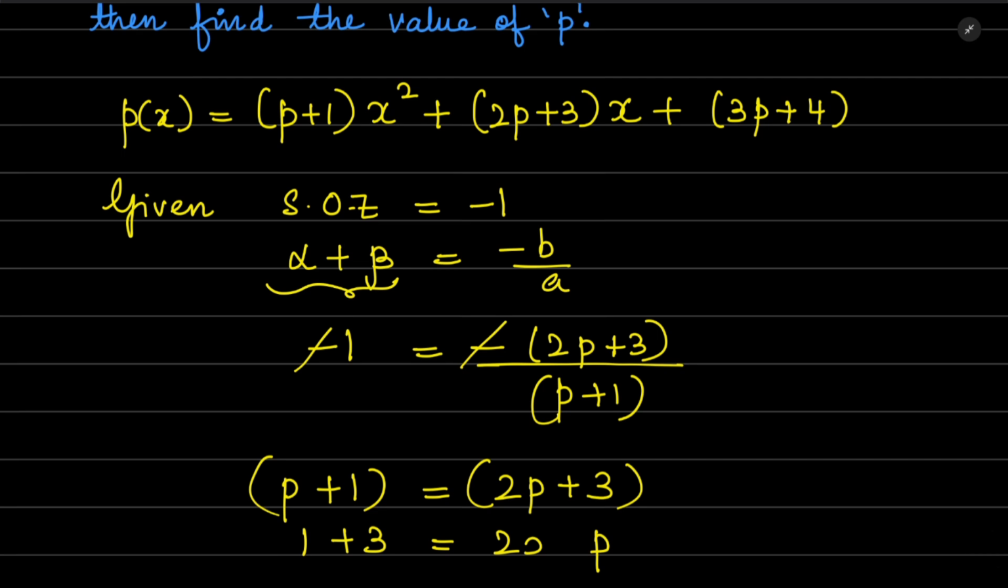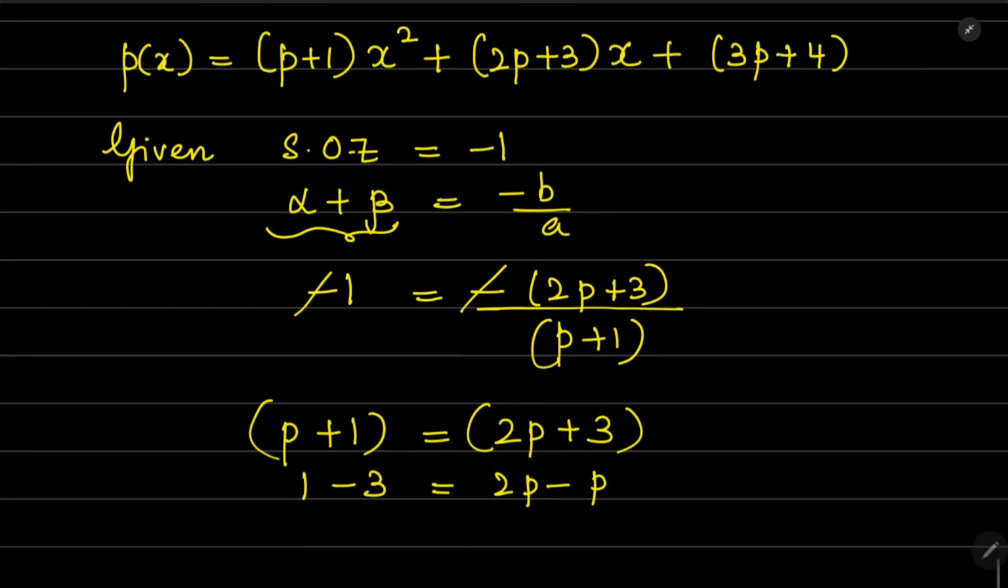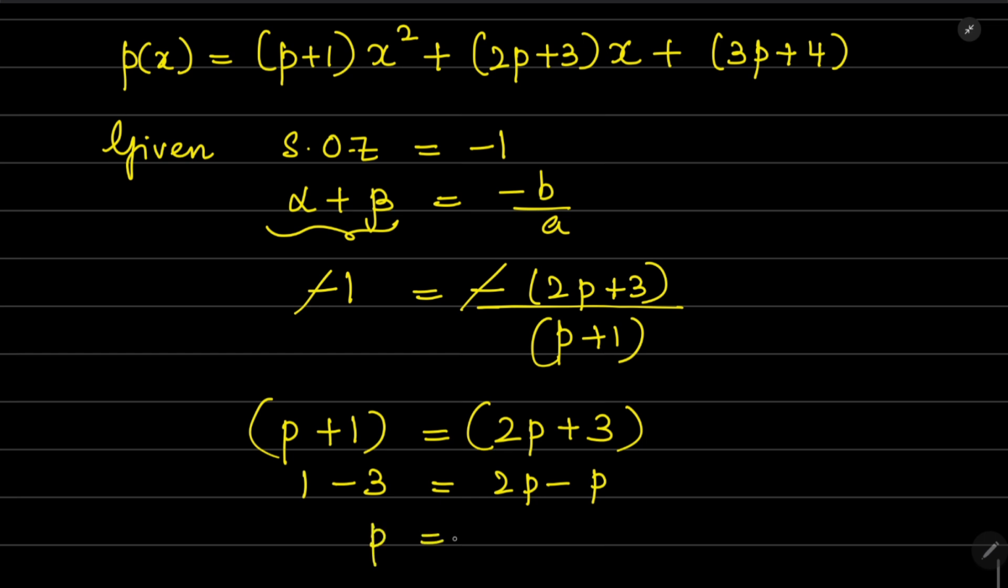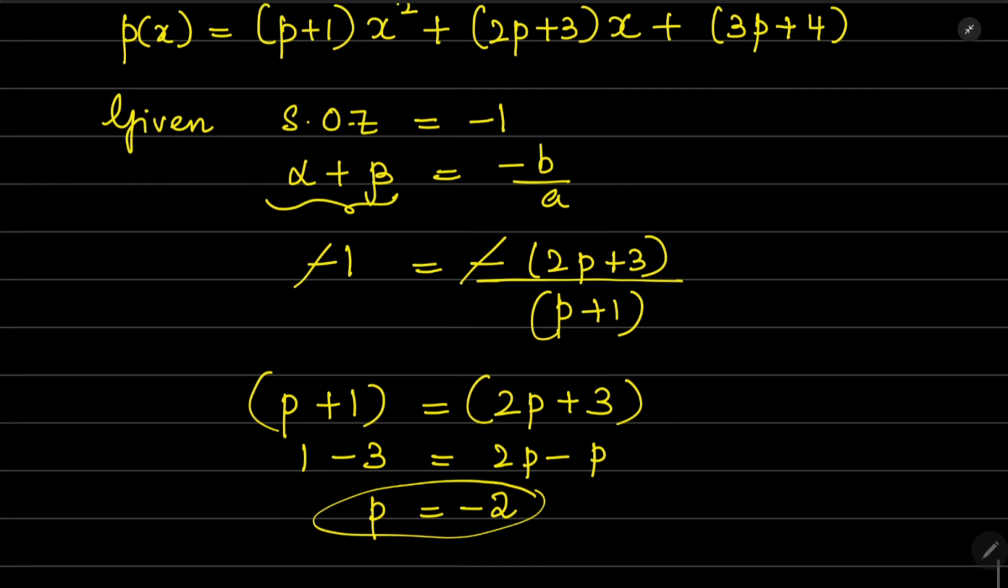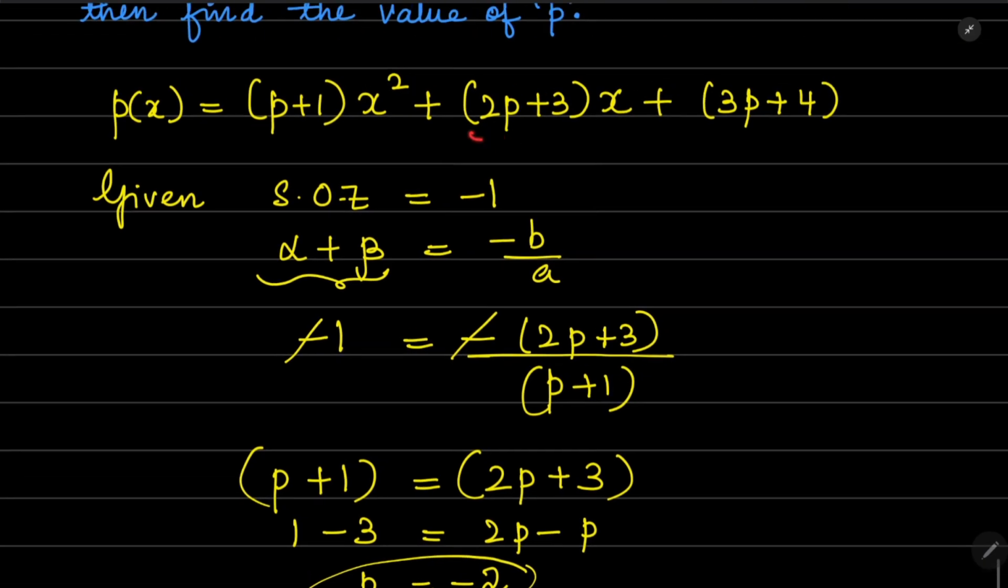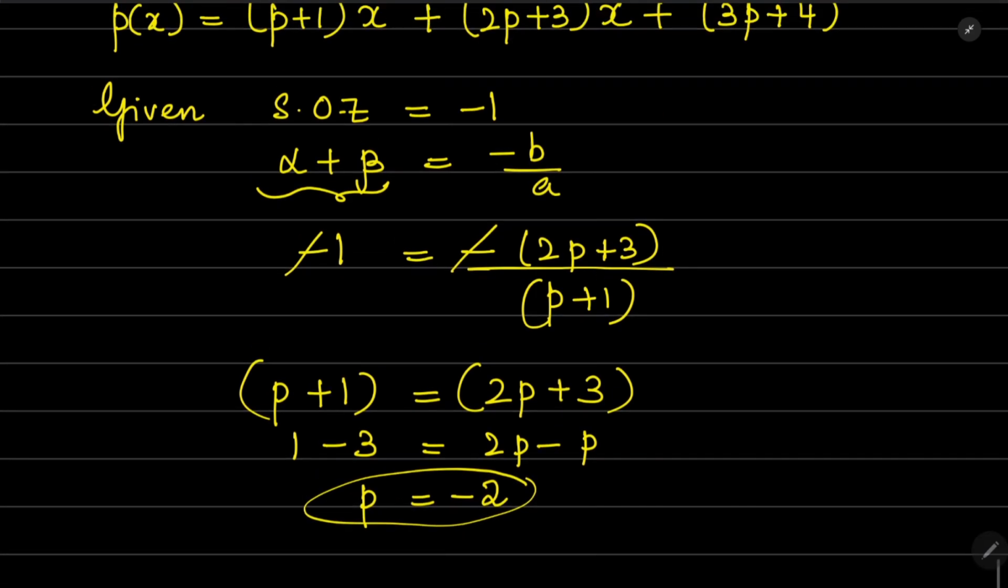Let's rearrange it. Let me do it again. Here you will have plus 3. If it goes to the other side, it will become minus 3, right? And here it is 2p minus p. So 2p minus p is p. 1 minus 3 is nothing but minus 2. So the value of p is minus 2. Just check. Be very, very careful when you're rewriting your coefficients a, b and c. Here it's minus b by a, so please make sure you note it correctly, and then just cross multiply and simplify it.